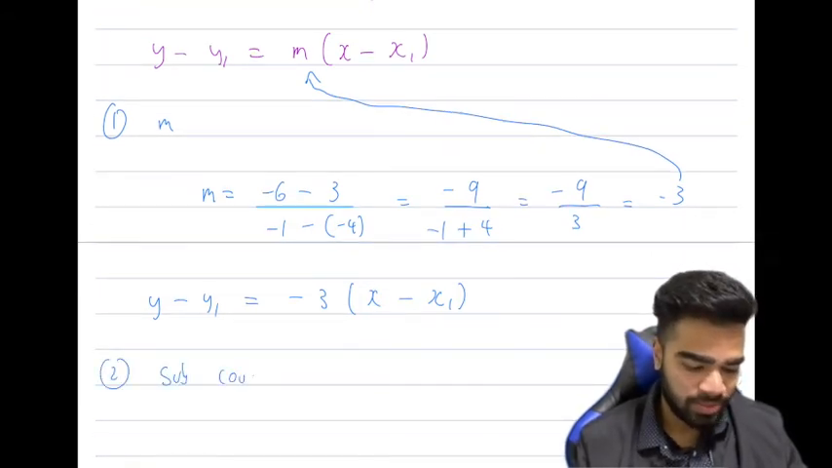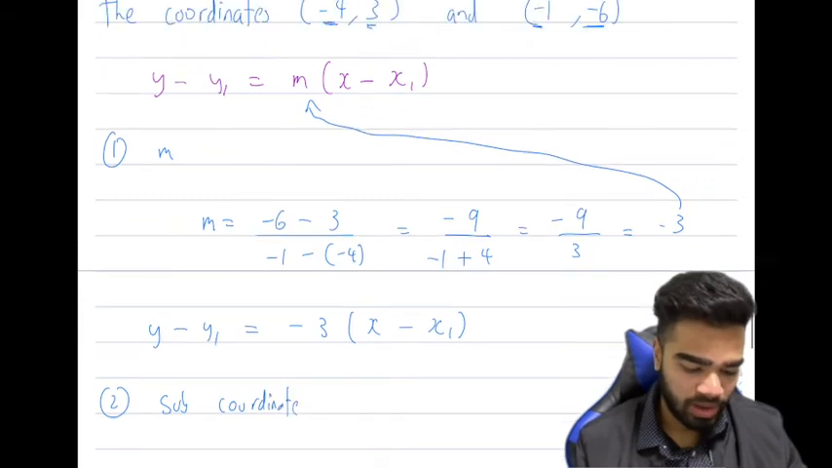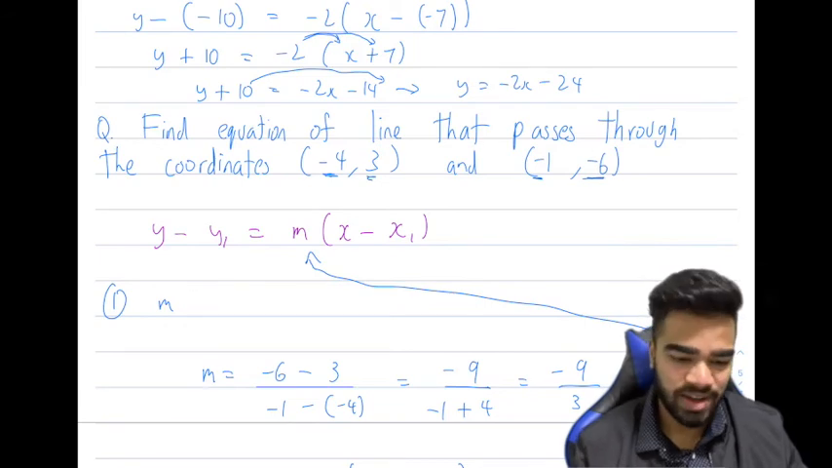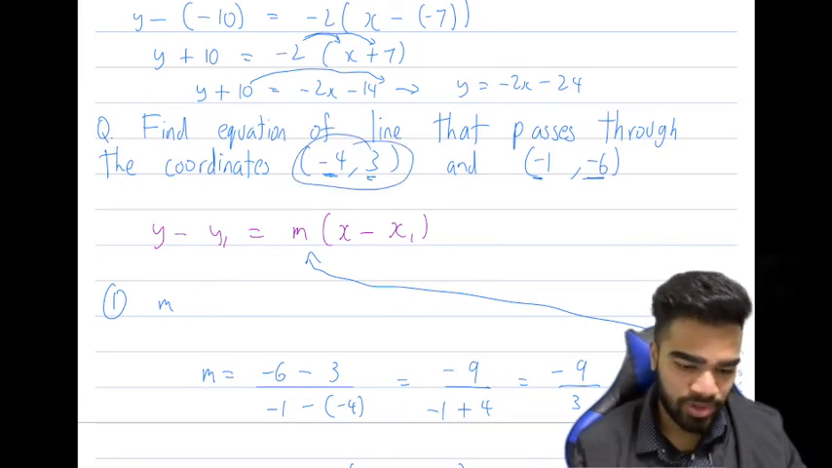The next step was sub in a coordinate. Okay, we have a couple of options. Like I said, it doesn't matter which coordinate you sub in. It's the same thing either way. I'm going to pick negative 4 and 3 because it's smaller numbers.